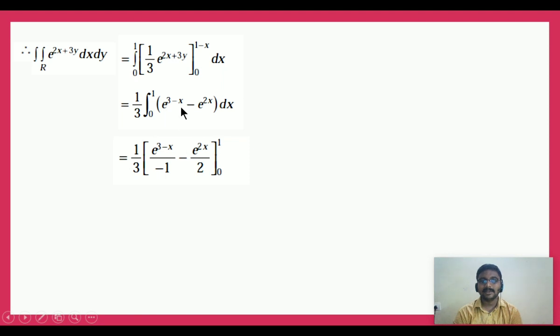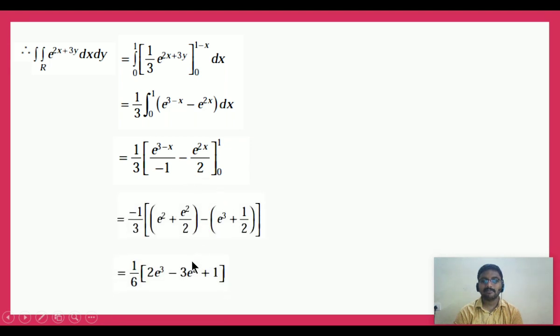And then the double integration sum now becomes a single integration, which can be resolved. The integration of e power 3 minus x is e power 3 minus x by minus 1, and the integration of e power 2x is e power 2x by 2. Now substituting upper limit as 1 and then lower limit as 0. On simplifying, we will get the result as a constant.